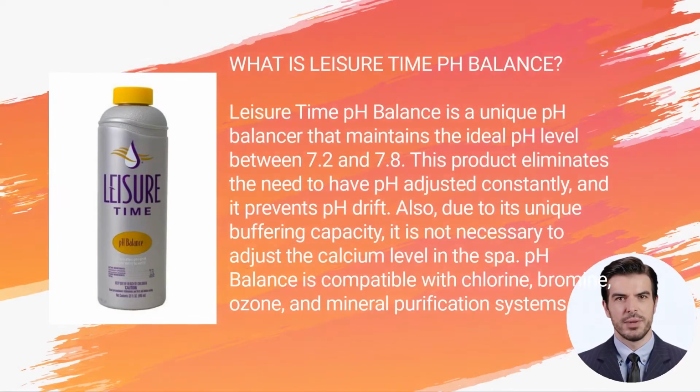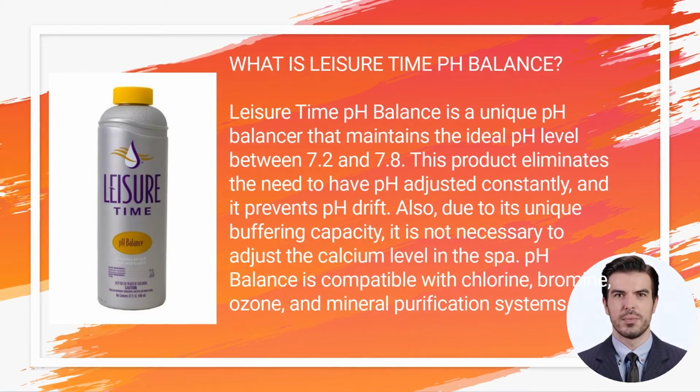What is Leisure Time pH Balance? Leisure Time pH Balance is a unique pH balancer that maintains the ideal pH level between 7.2 and 7.8. This product eliminates the need to have pH adjusted constantly, and it prevents pH drift. Also, due to its unique buffering capacity, it is not necessary to adjust the calcium level in the spa.